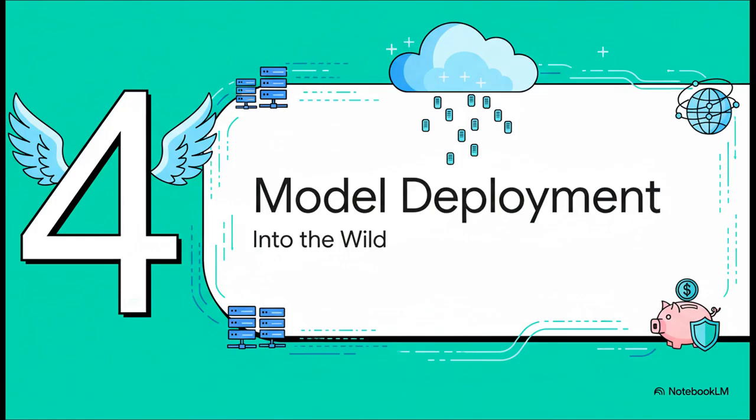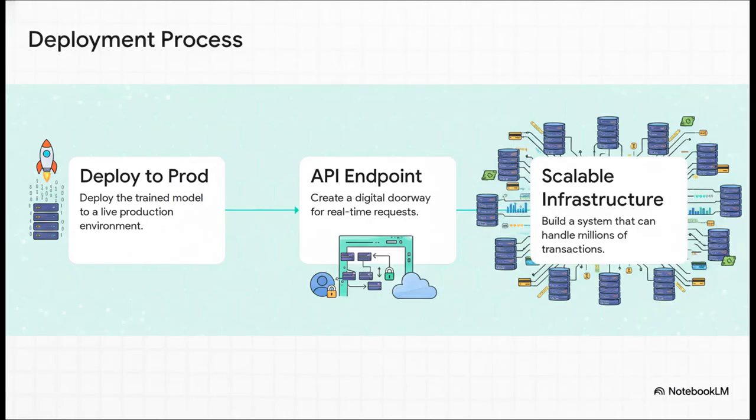This is model deployment. So going live isn't just flipping a switch. First, we move the model into what's called a production environment. Then we create an API endpoint. Think of it as the digital front door that lets real-time transactions ask our model for a verdict. And of course, the whole thing has to be built on an infrastructure that can handle millions of transactions a day without even breaking a sweat.